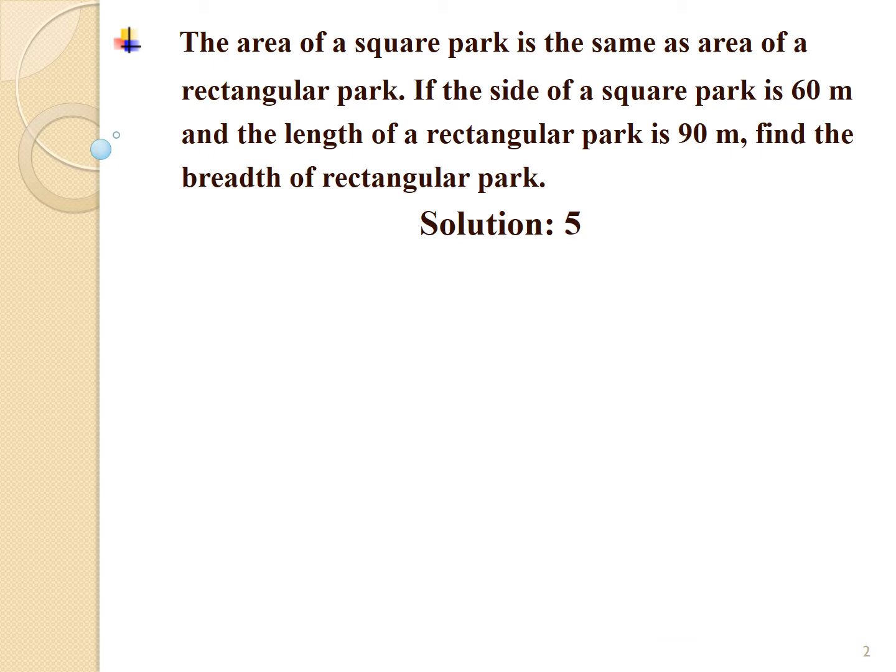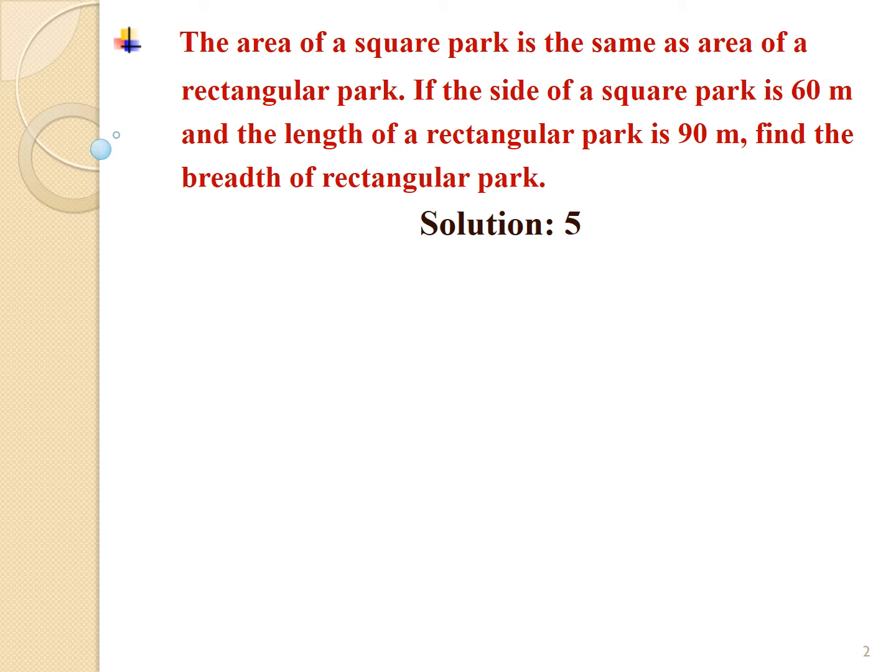Exercise 11.1, question number 5. The area of a square park is the same as the area of a rectangular park. If the side of the square park is 60 meters and the length of the rectangular park is 90 meters, find the breadth of the rectangular park.